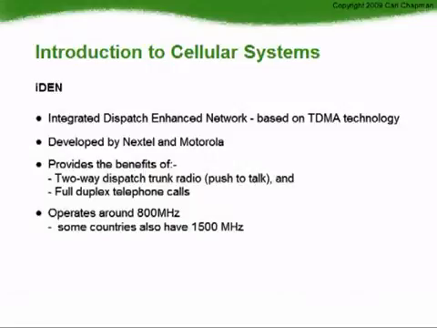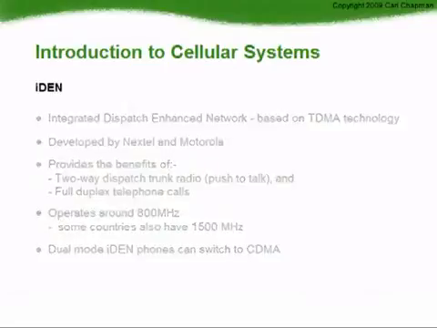The operation band is typically around 800 MHz, just below the cellular band. However, there is a 1500 MHz system in Japan. Dual-mode iDEN phones have the capability to switch to CDMA for telephone calls, but stay in iDEN mode for push-to-talk calls.